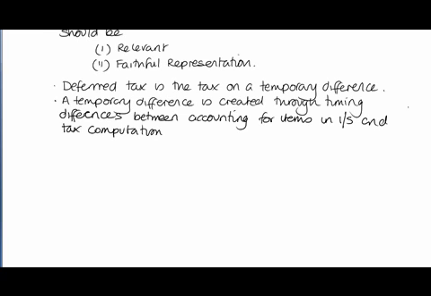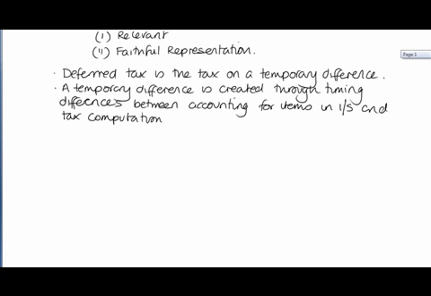So, am I answering the question? Well, I'm sort of giving you both strands. I'm giving you where all the concepts come from, which comes from the framework. We're now looking at the specifics of deferred tax.